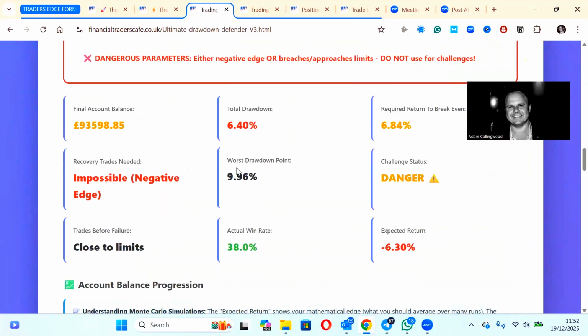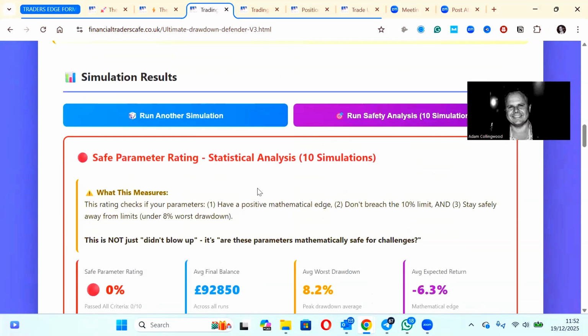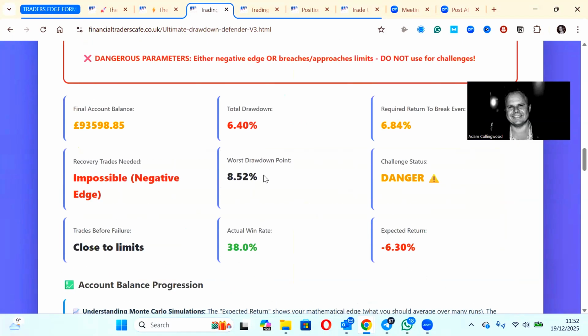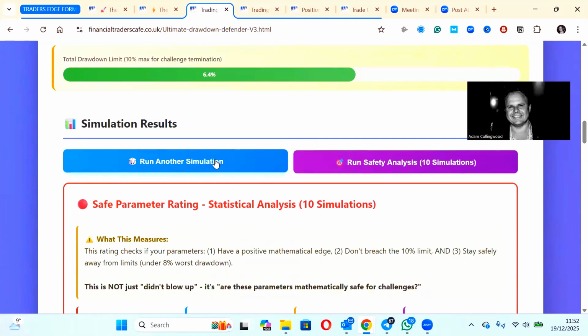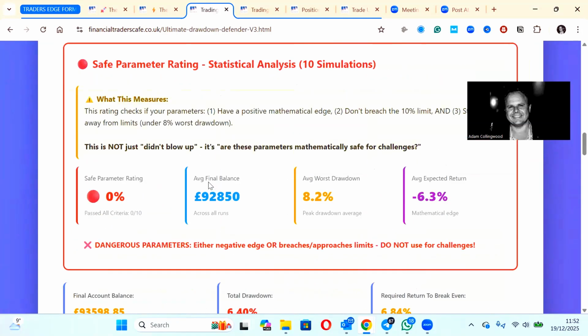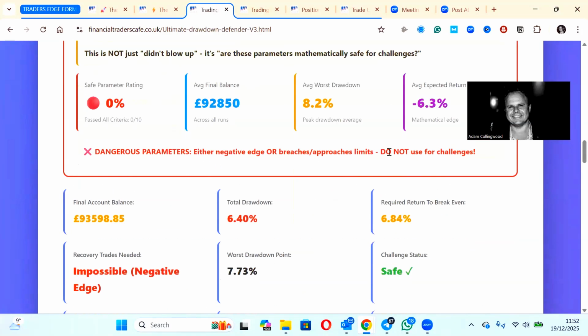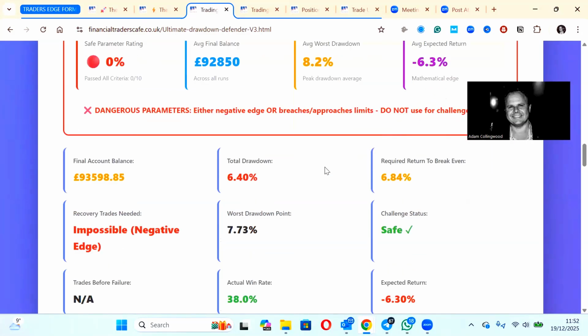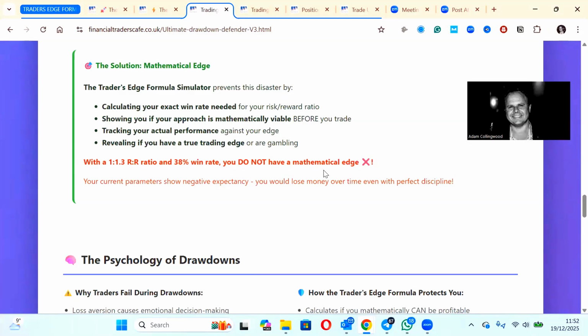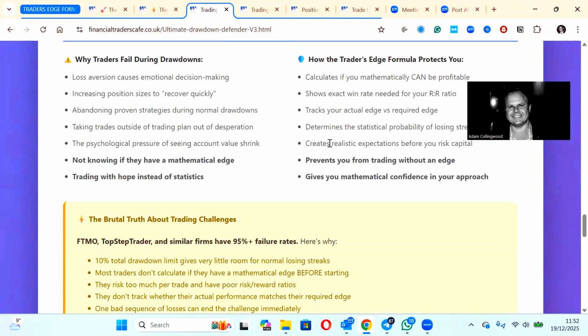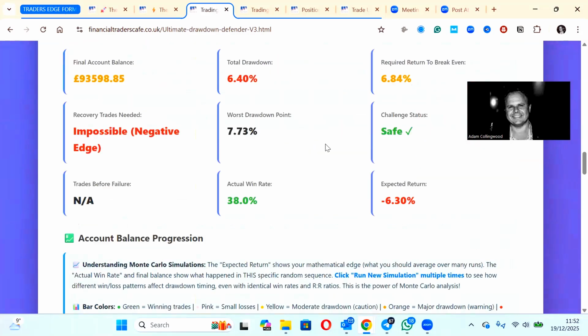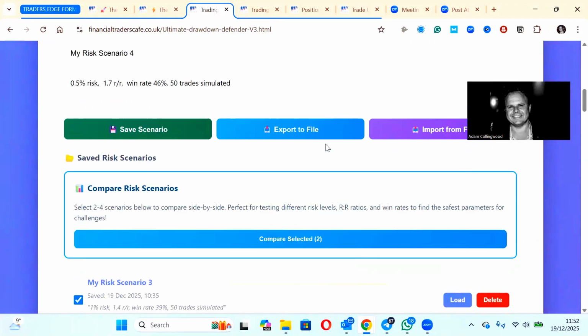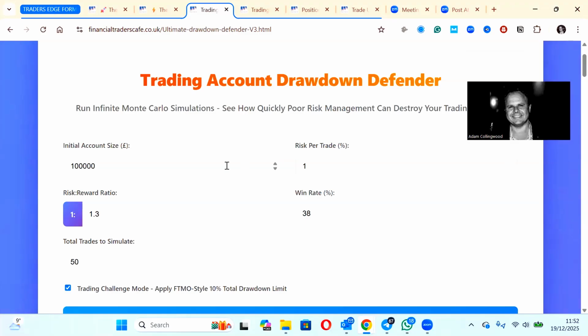Let's run another simulation here. So worst drawdown point 9.96. Run another one. It's 8.52. This is a different Monte Carlo simulation. I hasten to add dangerous map parameters. Either negative edge or breaches approach limits, do not use for challenges. Okay. I've programmed all of this in so it tells you everything, whether you've got a mathematical edge or not. You've back tested your strategy, and it's telling you, sorry, you're not going to pass the challenge. Do not pass go. All right.